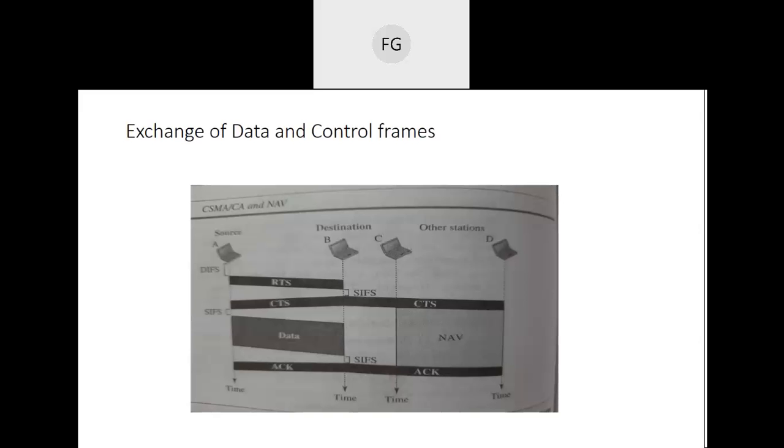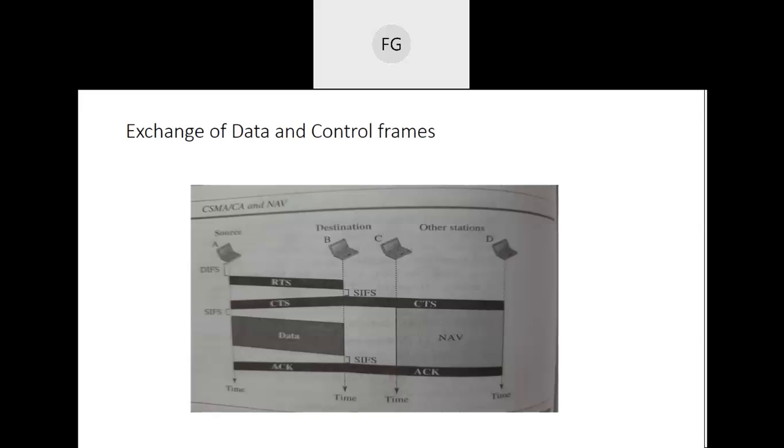Acknowledgement here is needed in this protocol because the station does not have any means to check for the successful arrival of its data at the destination. This lack of collision in CSMA/CD is a kind of indication to the source that the data has arrived.